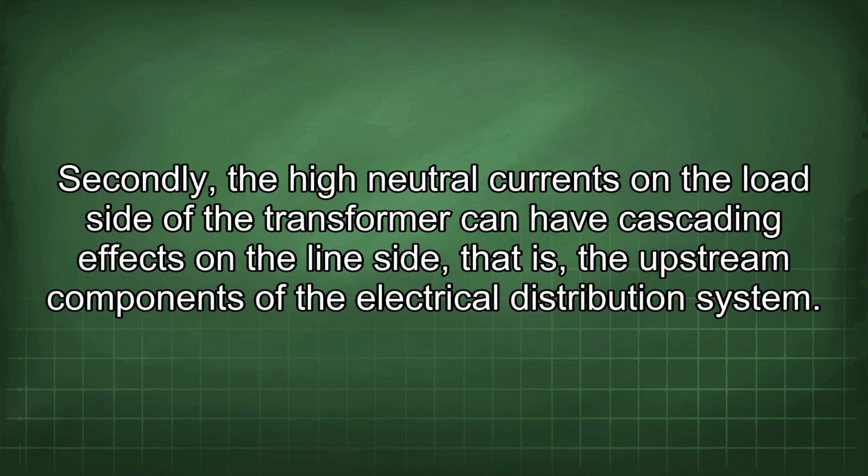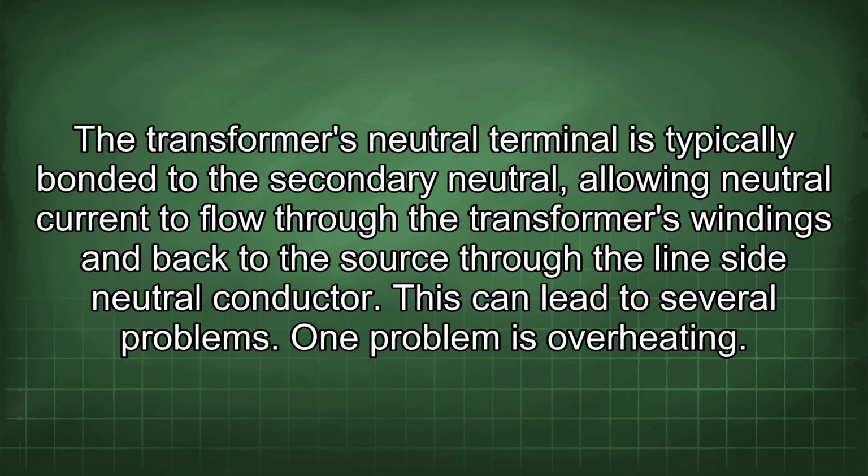Secondly, the high neutral currents on the load side of the transformer can have cascading effects on the line side, that is, the upstream components of the electrical distribution system. The transformer's neutral terminal is typically bonded to the secondary neutral, allowing neutral current to flow through the transformer's windings and back to the source through the line-side neutral conductor. This can lead to several problems.